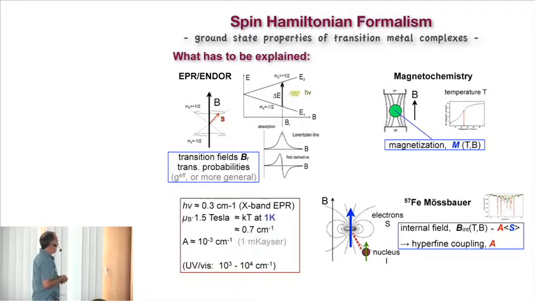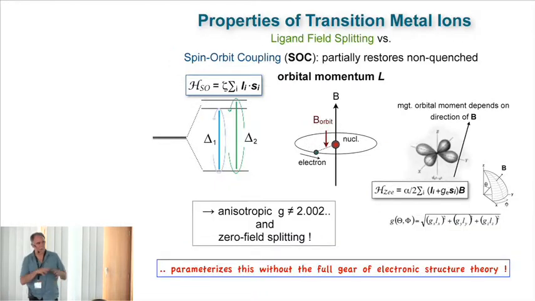When it comes to hyperfine interactions, or the connection between the nuclear and the electron spin, these hyperfine coupling constants are of the order of 10 to the minus 3 wave numbers. Whereas optical transitions are of the order 10 to the 3 to 10 to the 5, or 10 to the 4 wave numbers. So that is the framework within which we have to explain our data.